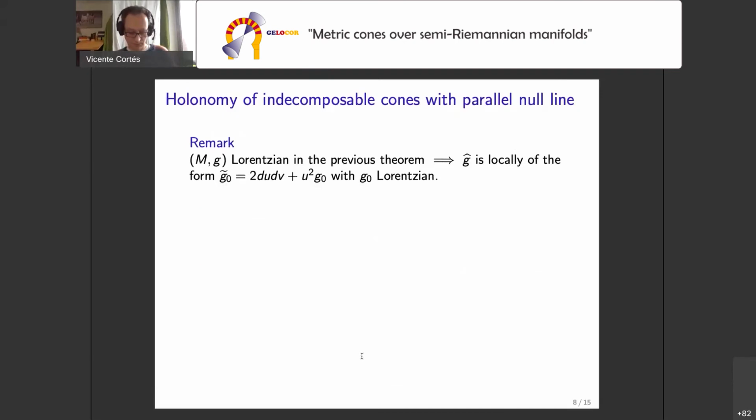Okay, then we also study the holonomy of indecomposable cones. So we are still in the case of an indecomposable cone with a parallel null line. So this is an interesting case. In the case of irreducible holonomy, this is understood by Berger, and we now study the case of indecomposable cones which are reducible and have a parallel null line, so still in this setting. So the question is, what can we say about the holonomy algebra of such cones?